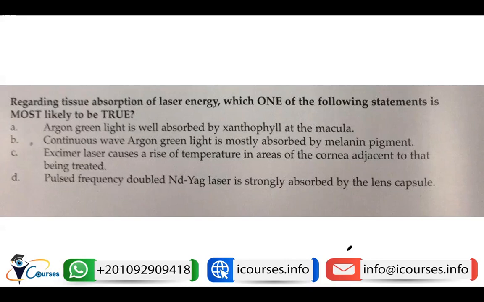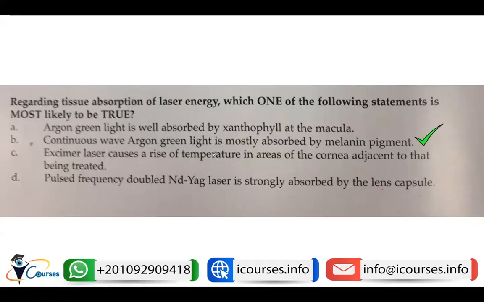Okay, let me ask you a question. When we are doing argon laser photocoagulation in the periphery of the retina, for example in cases of diabetic retinopathy, what is the pigment that will absorb this argon laser? So we agree that the argon laser will be absorbed by a pigment, thus it will induce its thermal effect. Yes, exactly, because there is no xanthophyll there. So the argon laser, yes, it is B.